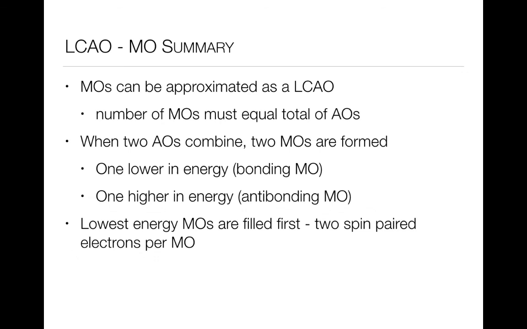Now when we're filling in our electrons, the lowest energy molecular orbitals are filled first. You have little boxes representing your molecular orbitals in our diagrams, and those are no different than the orbitals we had before, so we can put 2 spin-paired electrons per molecular orbital, and spin-paired just means I can have 1 spin up and 1 spin down. We follow Hund's rule also. If we're filling in orbitals that have the same energy, we're going to put electrons in singles first before they start to pair up.